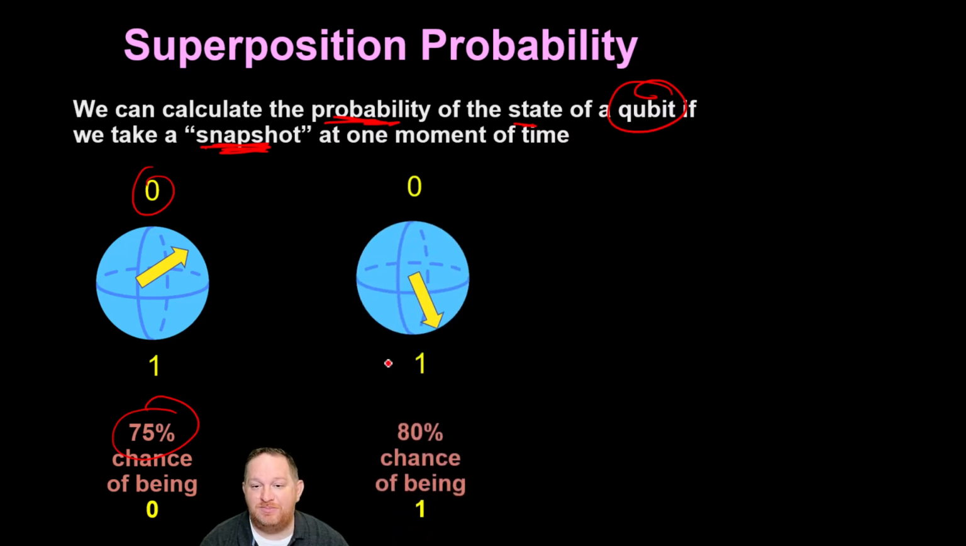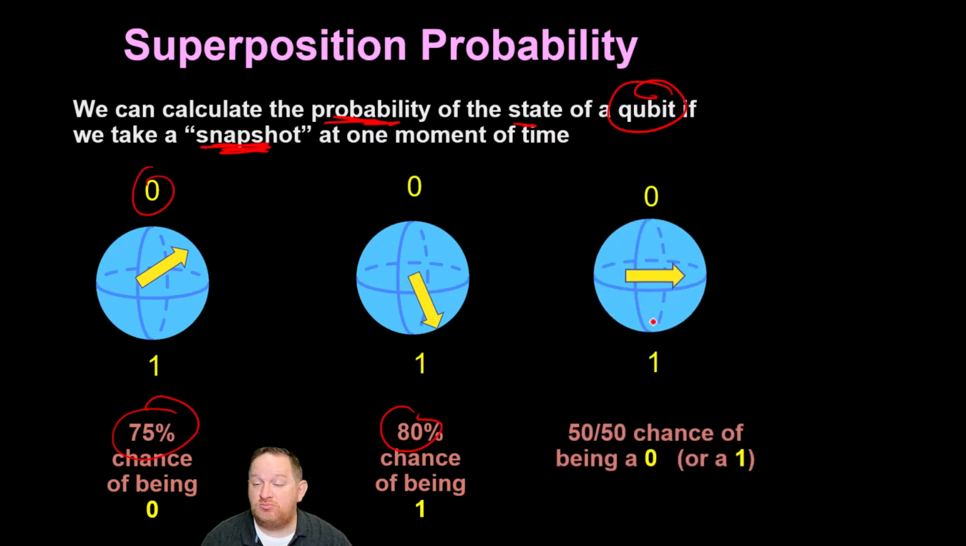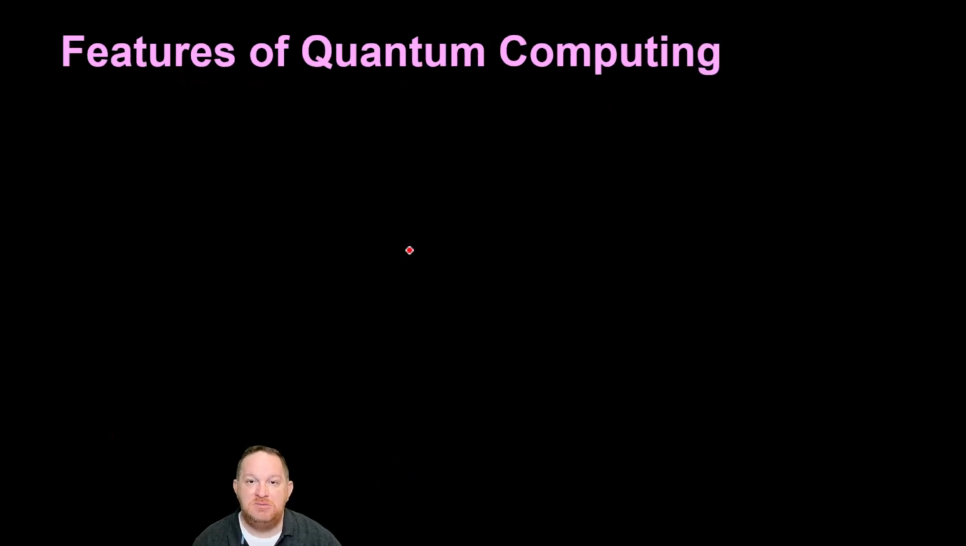Well, what about this one? Probably closer to an 80% chance of being 1. You see how this arrow is pointing closer to 1 than it is to 0. Well, there's also a moment where there's a 50-50 chance of it being a 0 or 1, right? This is not as helpful. These are more helpful when calculating probability of a state. Okay, so this is called superposition, when we have a particular qubit that has some position in between 0 and 1 for the example we're using.